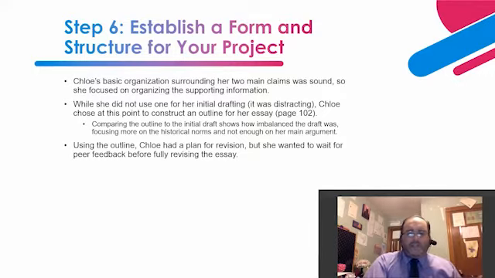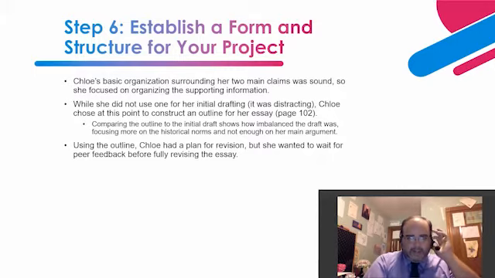Just wait until this point to come up with an outline. Comparing the outline to the initial draft shows how imbalanced the draft was, focusing more on the historical norms and not enough on her main argument. Now remember, her main argument is whether college is right for everyone. If she's taking too much time to explore the antecedents and the historical background and explain everything, she's never going to get to her point.